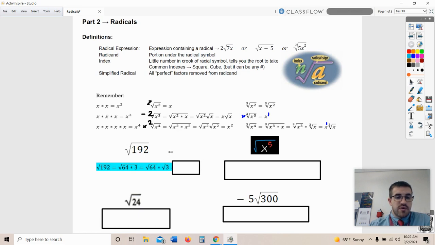So once we use the property of radicals, we simplify this to the square root of 64 times the square root of 3, and we get a final answer of 8 times the square root of 3. Because the square root of 64 simplifies to 8, it stays times the square root of 3. We then combine it for this final answer here.